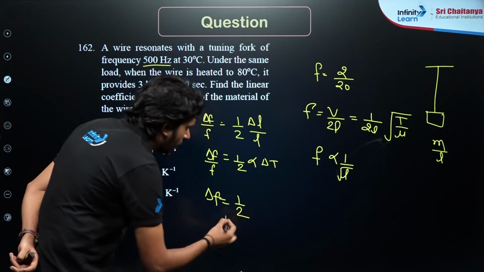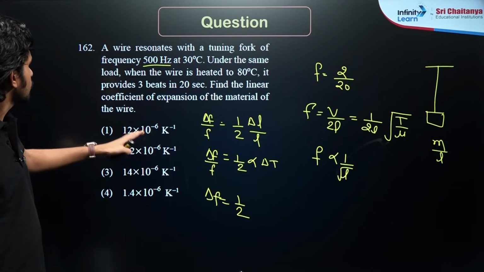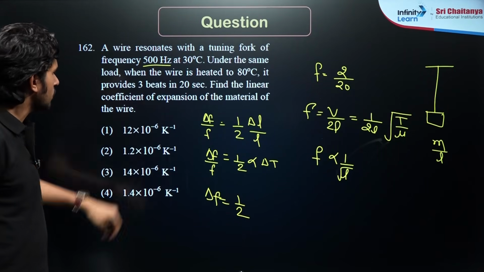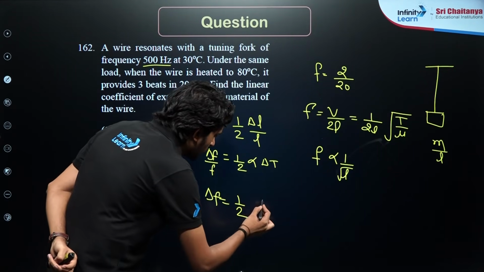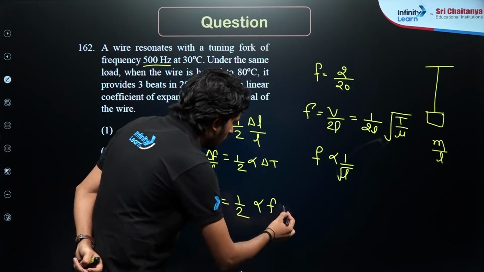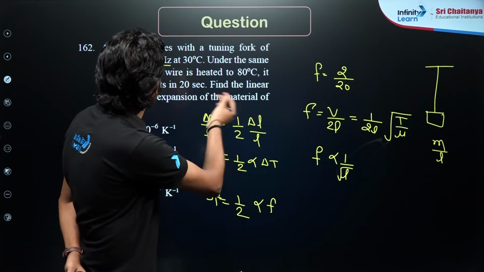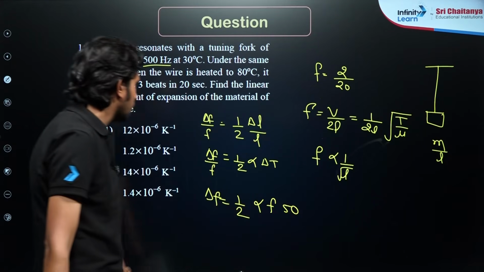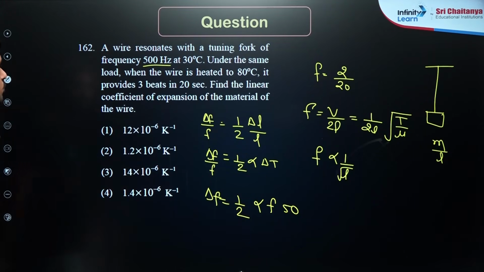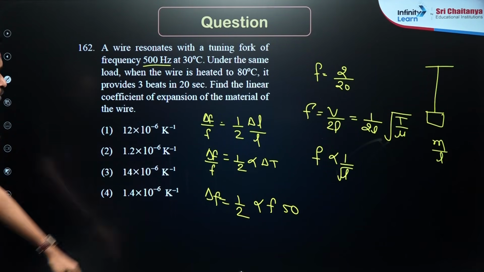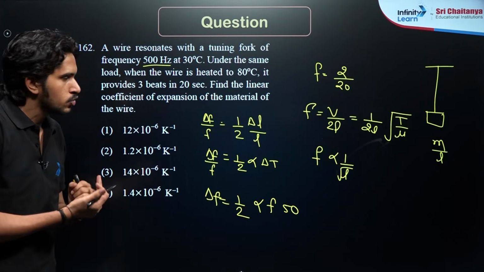Half of alpha. Is alpha given or not? Find the linear coefficient of expansion alpha. So we need that alpha only, and the F value is 500, and delta T is 80 minus 30, that is 50. Then delta F equals what? That is equal to 3 by 20.